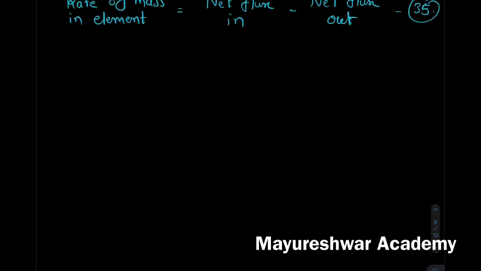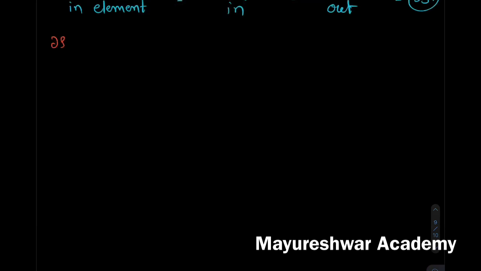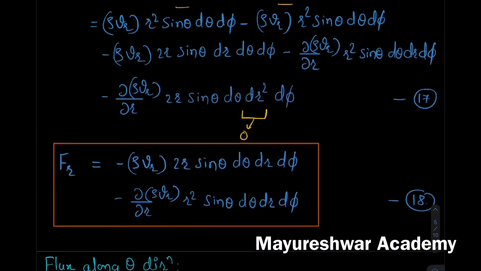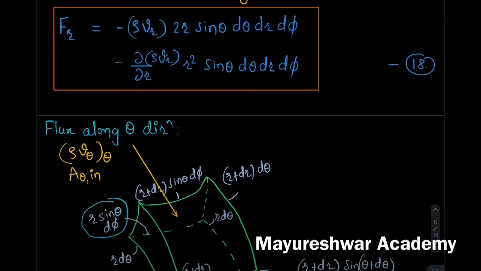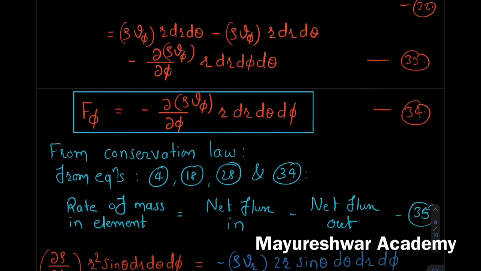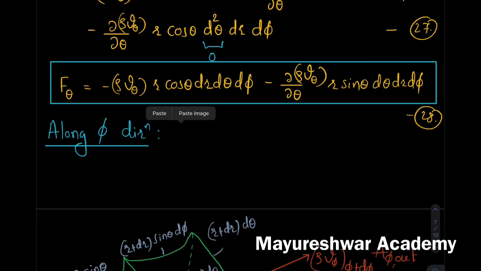So this term we already know, which is going to be on the left side: d rho dt into the volume of that element, r squared sin theta dr d theta d phi, is equal to... So let us copy those terms and we can directly use them here. So these are the two terms along the radial direction. Then similarly copy along the theta direction. So these are two terms.